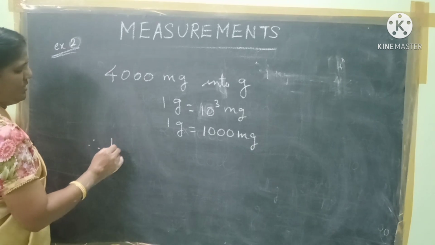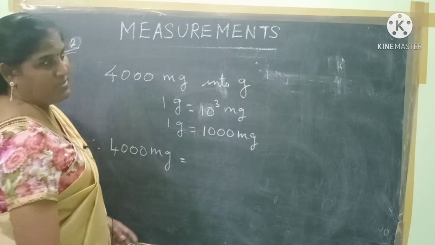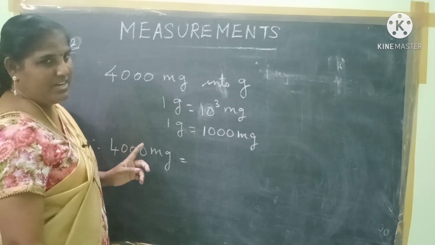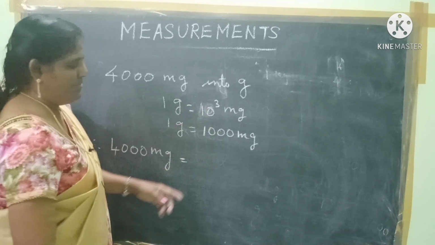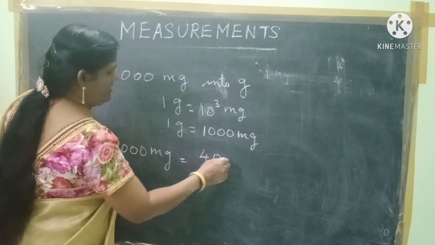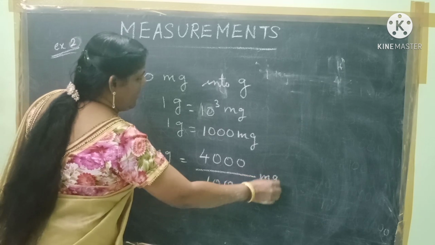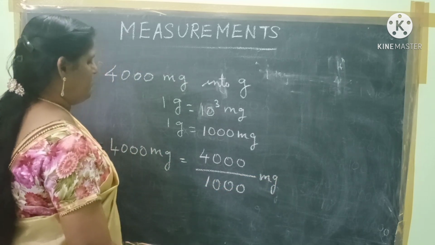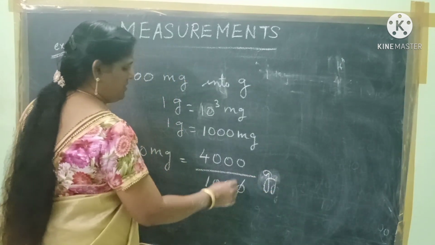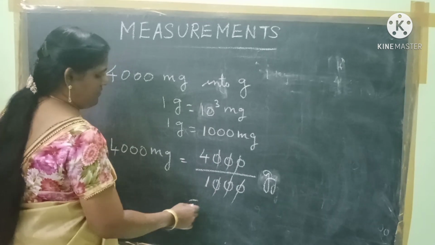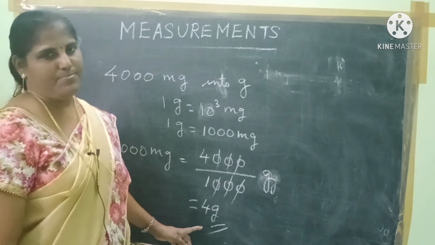Therefore 4000 milligram equal to how many gram? Already told you what is the rule. You should divide the given number by the power of tens. Power of tens is 10 to the power 3. So therefore 4000 divided by 1000. We need to change it to gram. 3 zeros are cancelled, equal to 4 gram. What was the answer? Answer equal to 4 gram.